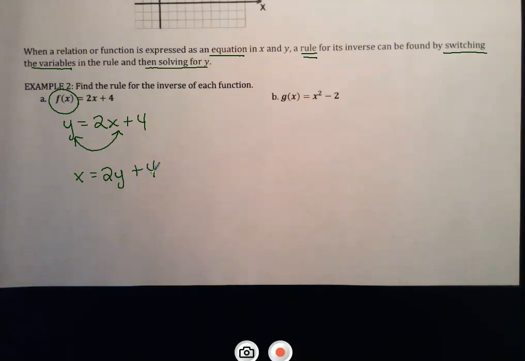You don't bring the 2 with it? Say what? The 2 on the x. You don't bring it with it? Nope, you just switch the x and the y. That's a good call. Okay.